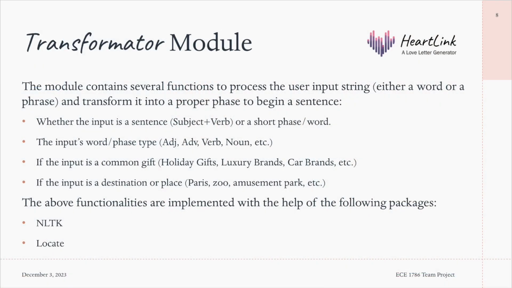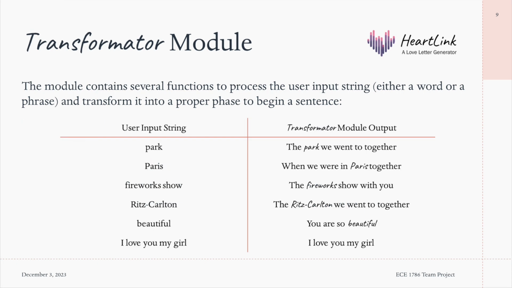So we developed a transformator module. So what can this transformator module do? Let me show you some examples. If the user input is park, we'll transfer that into the park we went to together, and feed this into the model, for example the Llama 2 model, and let it complete the sentence. And for example, if the user input is Paris, we'll change that into when we were in Paris together. And if that is fireworks show, we'll change that into the fireworks show with you, and so on and so forth. So with this transformator module, we are able to design a main system.